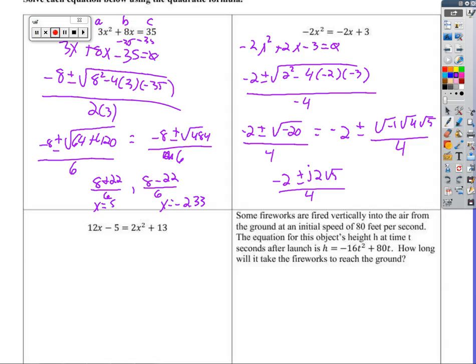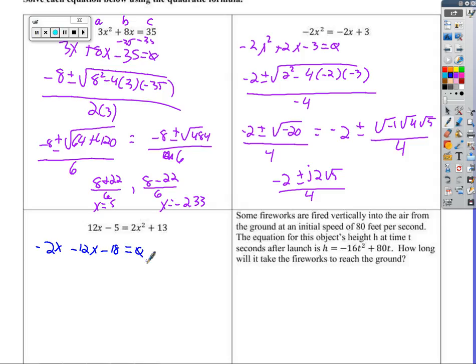And now for our third one, why don't you pause the video and give this one a try. Alright, I'm going to put this into standard form. So I'm going to bring negative 2x minus 12x. Bring the 13 over here. It's going to give me negative 18 when I combine that with the negative 5. That's going to equal 0.